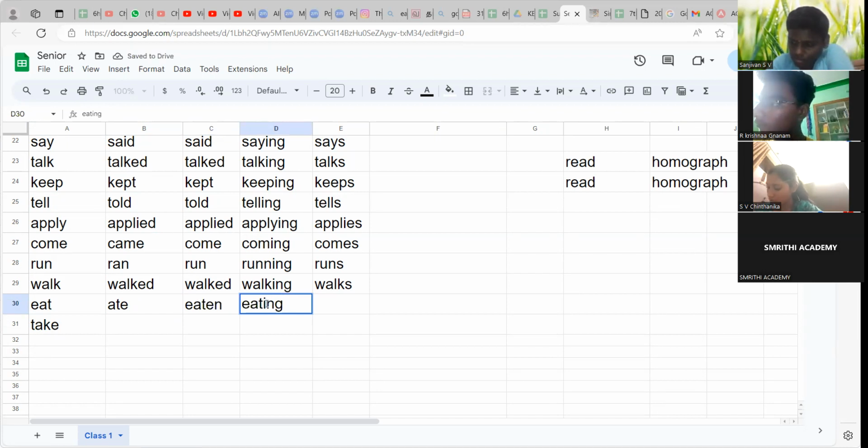Eating, eats. All right, there you go. Eat, ate, eaten, eating, eats.